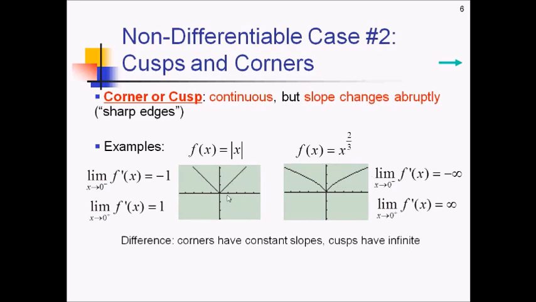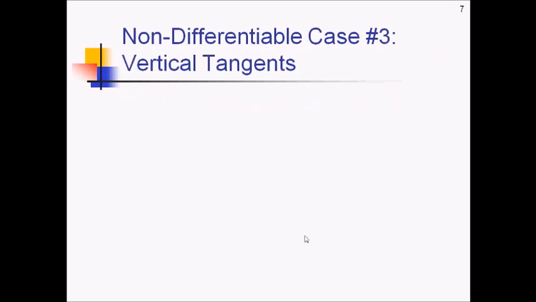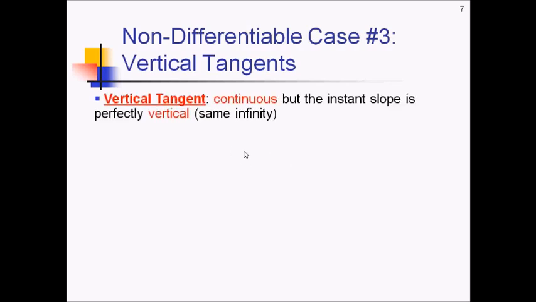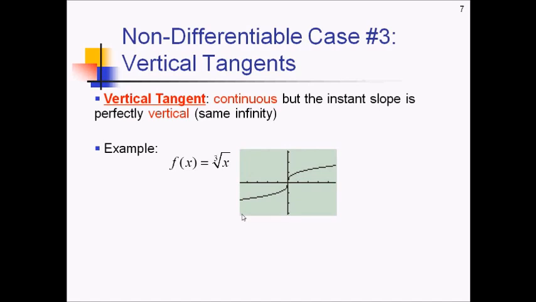So this absolute value counts as a corner, and this function here is a cusp. But often the two will be used interchangeably. The other type of non-differentiable but continuous spot on a graph is a vertical tangent. This is where you have continuity, but your instantaneous slope is perfectly vertical, approaching the same infinity. So the cube root function is a good example of this.